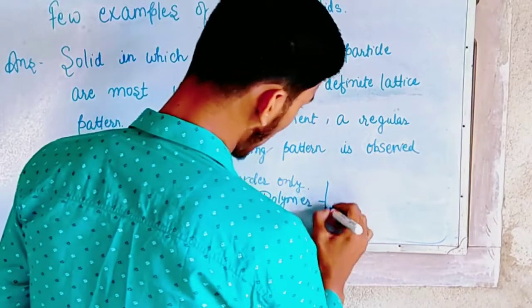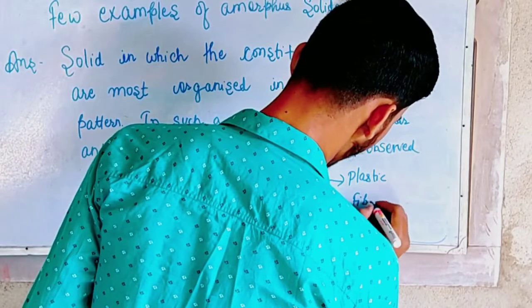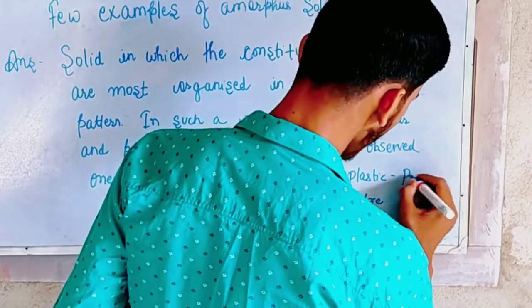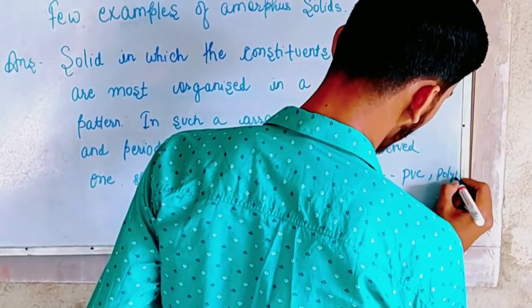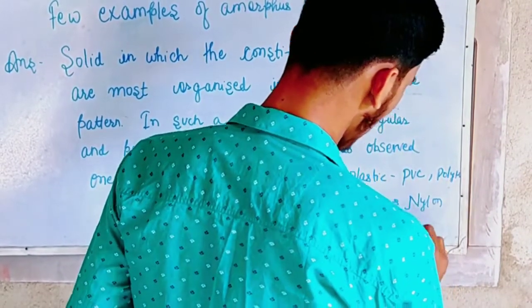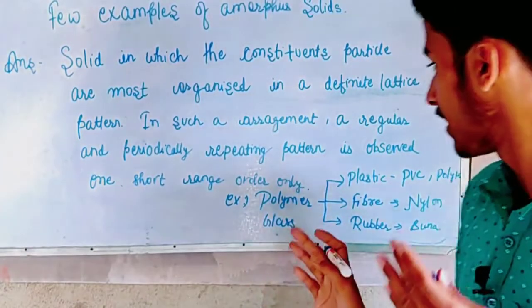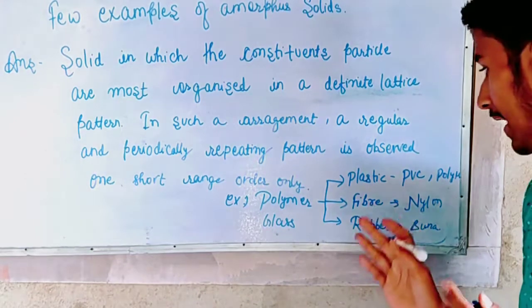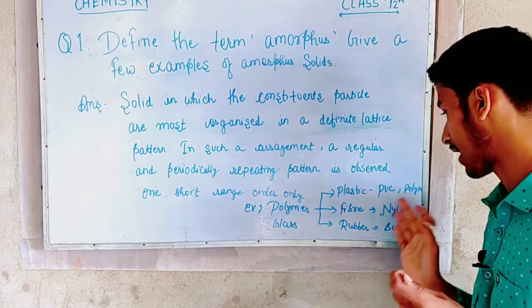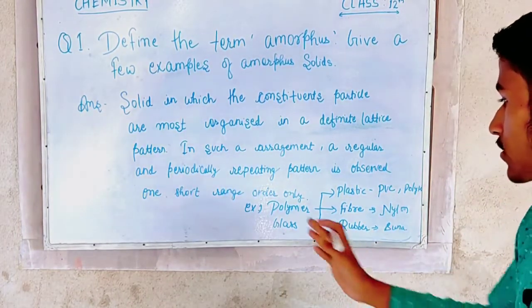In the polymer there are 3 types: plastics, fibers, and third is rubber. In plastic, PVC and polythene; in fiber, nylon; and rubber we can say. So this is an example of amorphous solid. As you can see, in the polymers there are 3 types: plastics, fibers, rubbers. In plastics, PVC and polythene, in fibers nylon, and in rubbers it could be buna as well. And the second is glass.